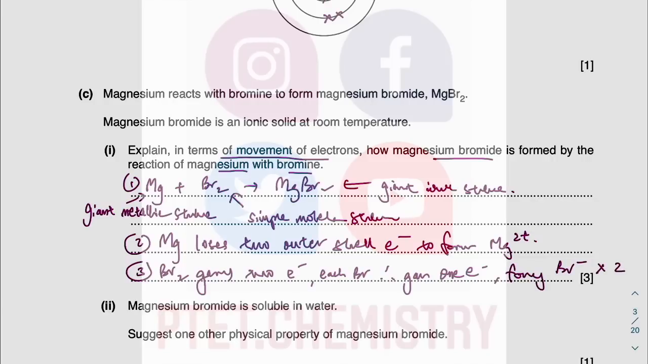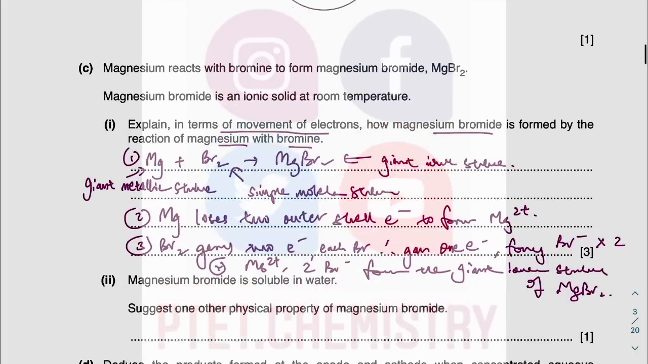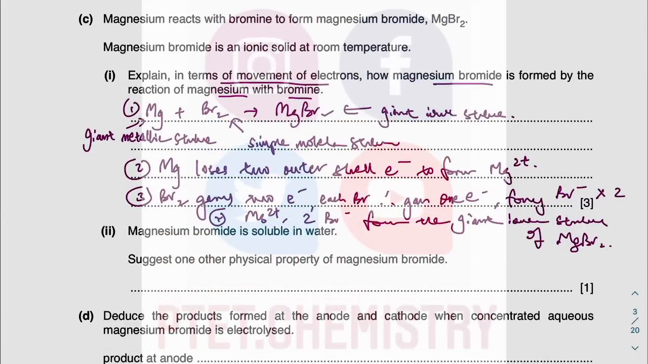You have got 2 bromide ions. Mg2+ and 2 Br- form the giant ionic structure of MgBr2. That's how you get the MgBr2 from the transfer of electrons from the magnesium that loses the 2 outer shell electrons to the bromine molecule, getting the 2 electrons forming the 2 bromide ions. Physical property, so it's an ionic compound. It has very high melting point.